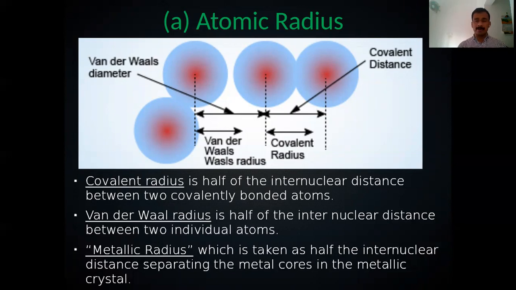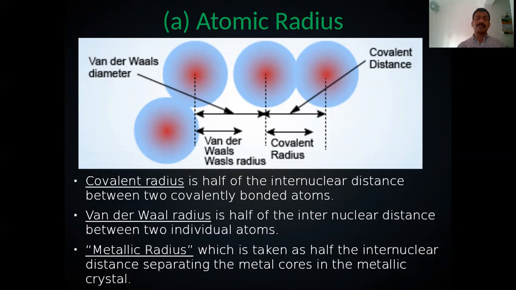In the case of noble gases, the atoms are individual atoms. They are not bonded through covalent bonds. In such cases, there is only van der Waals force of attraction between the atoms. So van der Waals radius can be defined as half of the internuclear distance between two adjacent individual atoms. That is van der Waals radius.